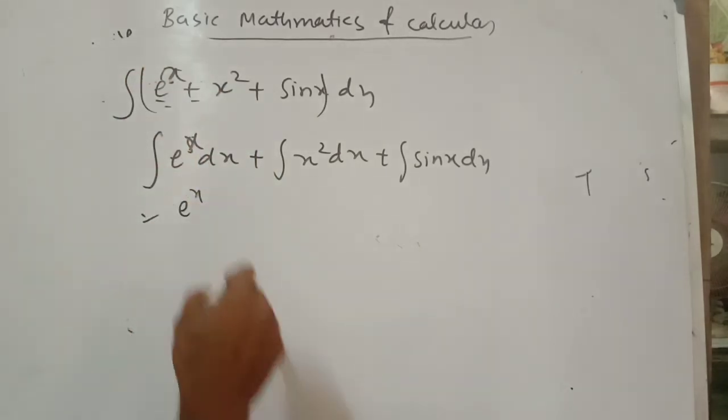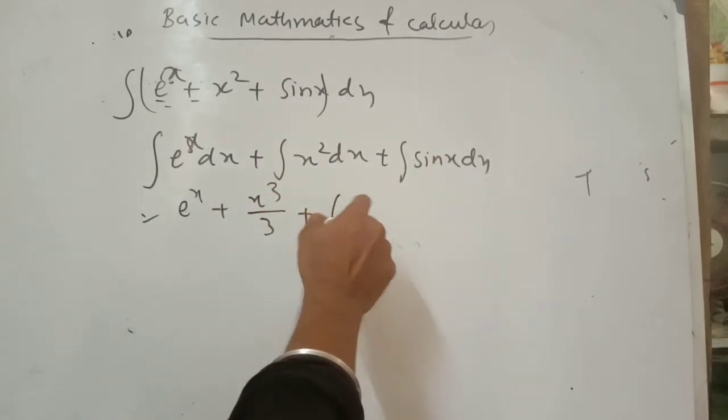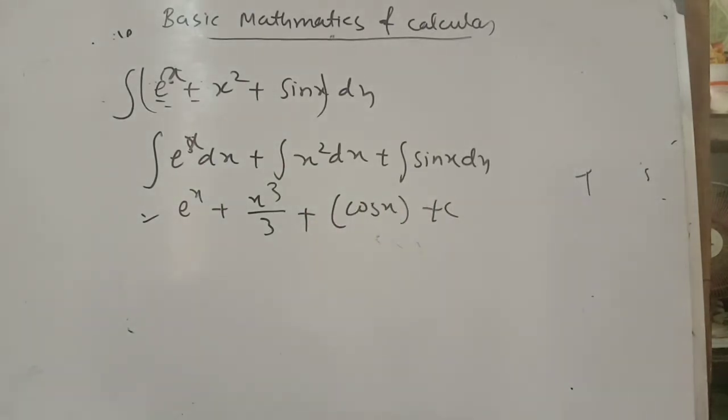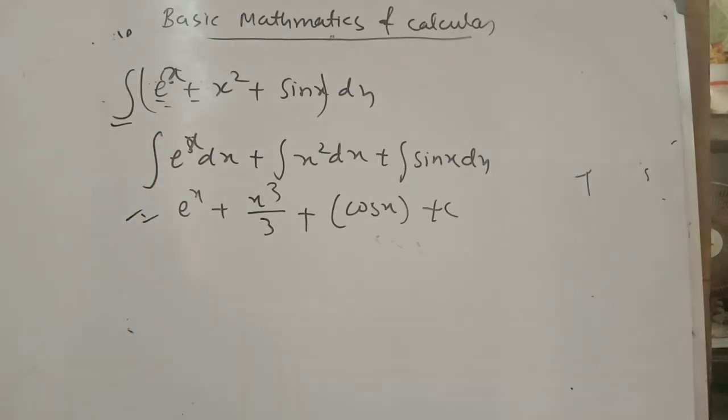So the integration of e to the power x is e to the power x, this one is x cube by 3, and the integration of sin x is what? Minus cos x, and you add a constant c. So the integration of this expression is this.